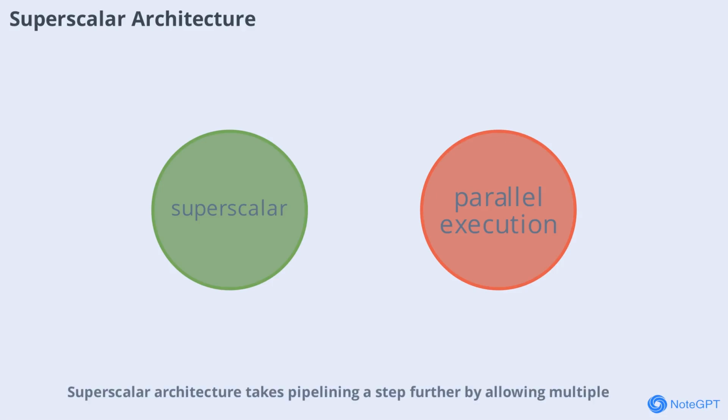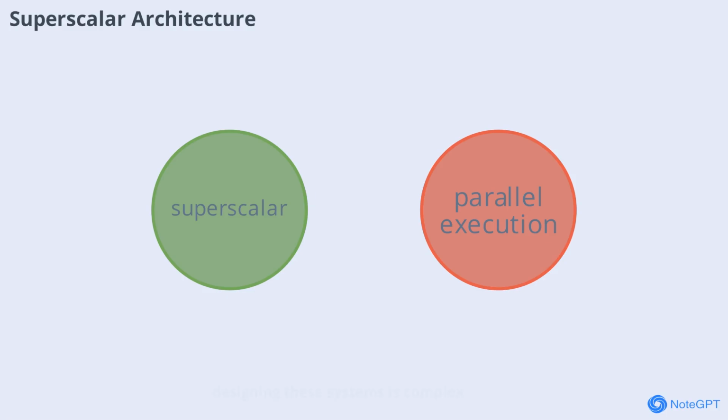Superscalar architecture takes pipelining a step further by allowing multiple instructions to be executed in parallel during each clock cycle. This is achieved by having multiple execution units within the CPU. Superscalar processors can issue and complete more than one instruction at a time, significantly boosting performance. However, designing these systems is complex, as the CPU must manage dependencies and resource conflicts efficiently.